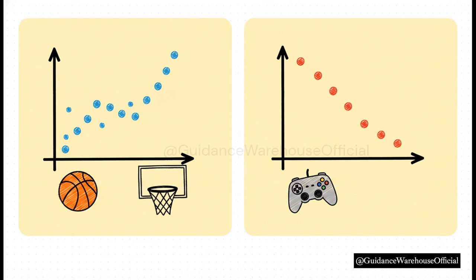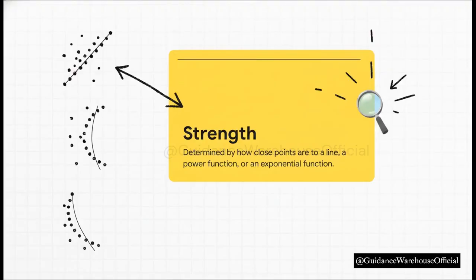Usually, high video game hours mean lower exam scores. High-low. Now let's see how this builds into our next core concept, strength. The strength of a relationship is determined by how close your data points fall to a clear, recognizable mathematical shape. That could be a straight line, an exponential function, or a power function.